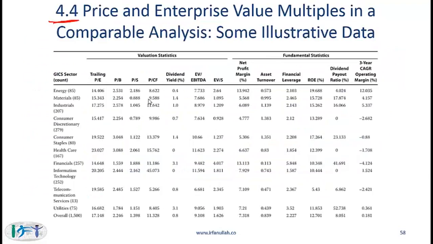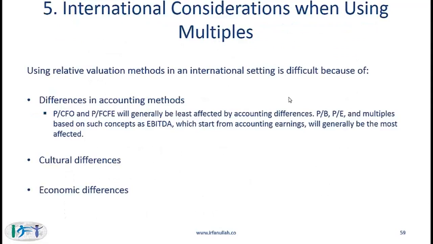Section 4.4 is not testable. It is basically general knowledge. You can take a quick look at this. All you have here is different sectors or different industries, and you are given the PE ratios and some other fundamental statistics for different US-based industries.